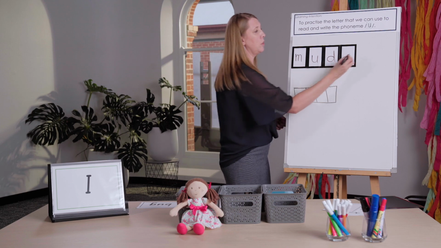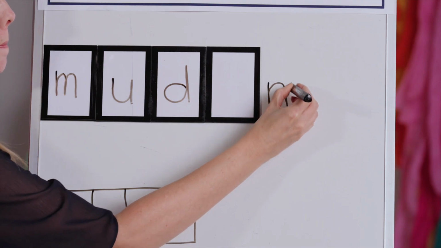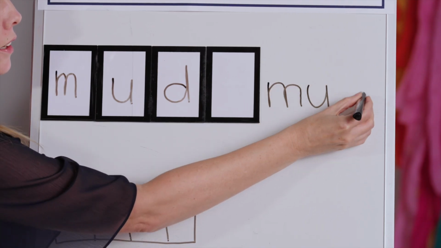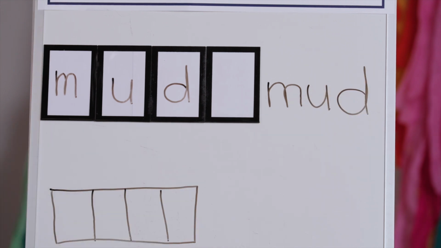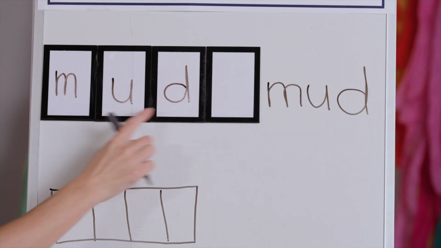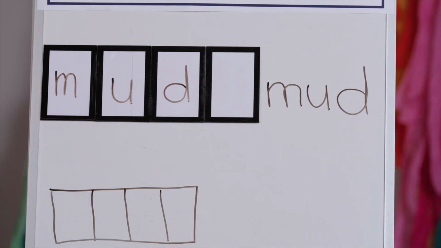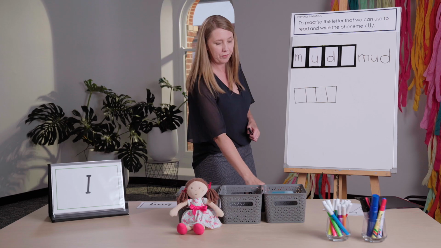Write the word at the end of your Elkonin boxes. M, U, D. Let's read this word. M, U, D. Mud. We have written the word mud.